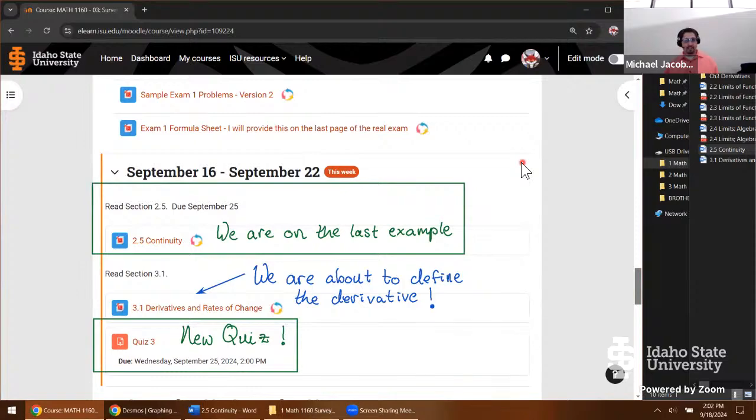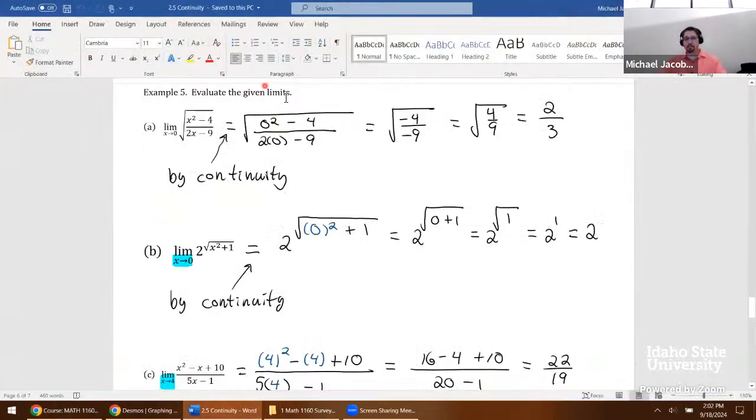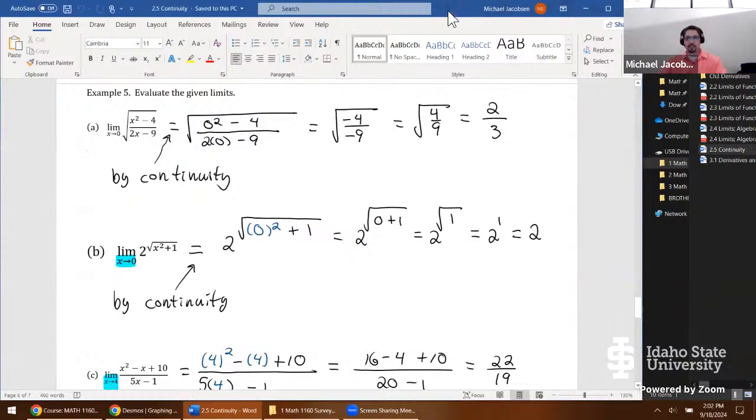Okay, let's dive in. So I have to clear this out. There we go. So this is the last example we were taking a look at, sorry, I didn't have my windows quite right. Let me fix this real quick. There we go. So this is right before we ended class on Monday.